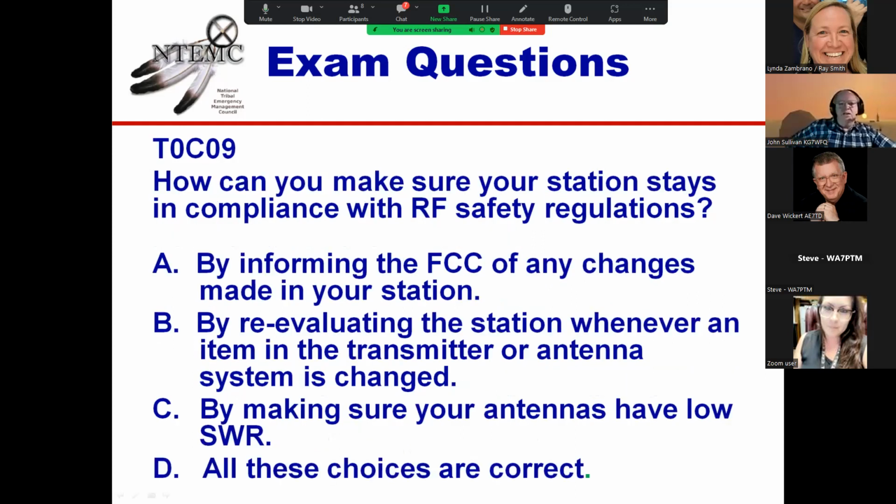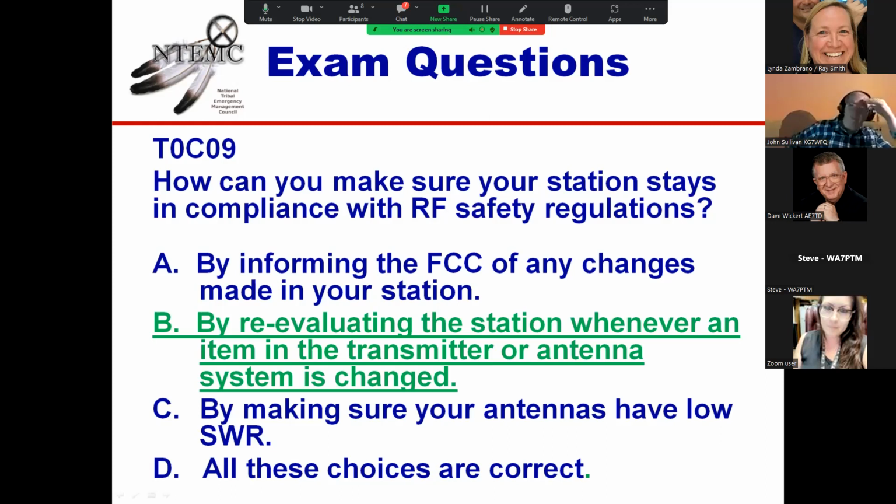How can you make sure your station stays in compliance with RF safety regulations? By informing the FCC of any changes made in your station. Well, telling them isn't going to ensure that you've complied, just telling them. By reevaluating the station whenever an item in the transmitter or antenna system is changed. Well, that seems to make sense, right? By making sure your antennas have low SWR. Well, SWR doesn't necessarily have anything to do with compliance with the RF safety regulations. So yes, you would want to reevaluate your station. If you change something, you've got to look at it again and see if you're still in compliance. So answer B.